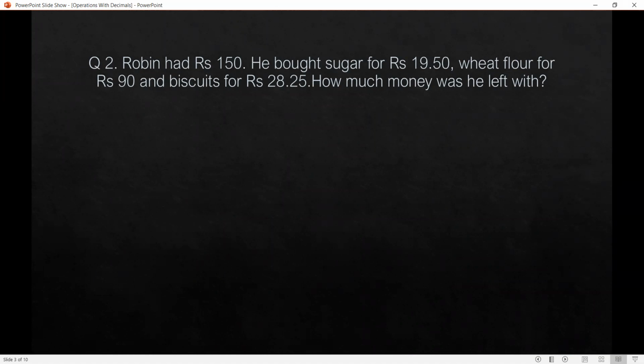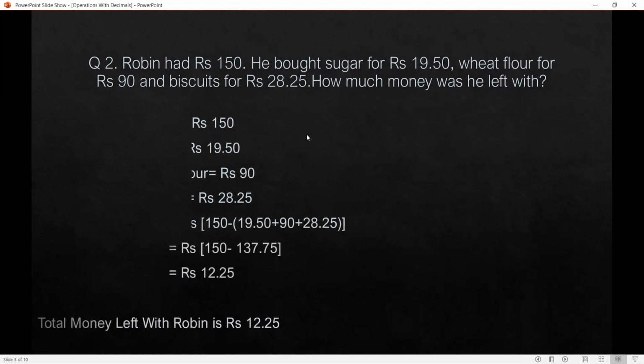Here is question number 2. Robin had rupees 150. He bought sugar for rupees 19.50, wheat flour for rupees 90, and biscuits for rupees 28.25. So it means he has rupees 150, and out of that he purchased sugar, wheat and biscuits. How much money was he left with after all three purchases? How will we find out?